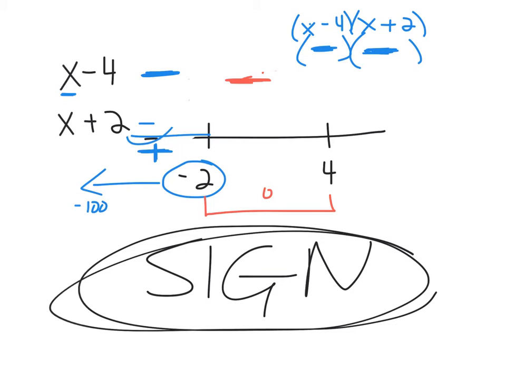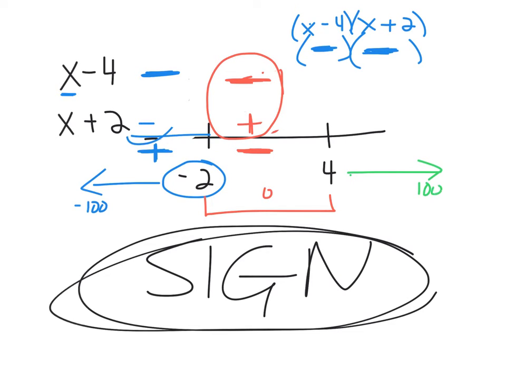Now we're going to plug it into the second factor. 0 plus 2 gives me a positive 2, but do I care that it's 2? No, I just care that it's positive. And now we've factored it up there, so we're multiplying. A negative number times a positive number will give me a negative number. Now we're going to choose something bigger than 4.